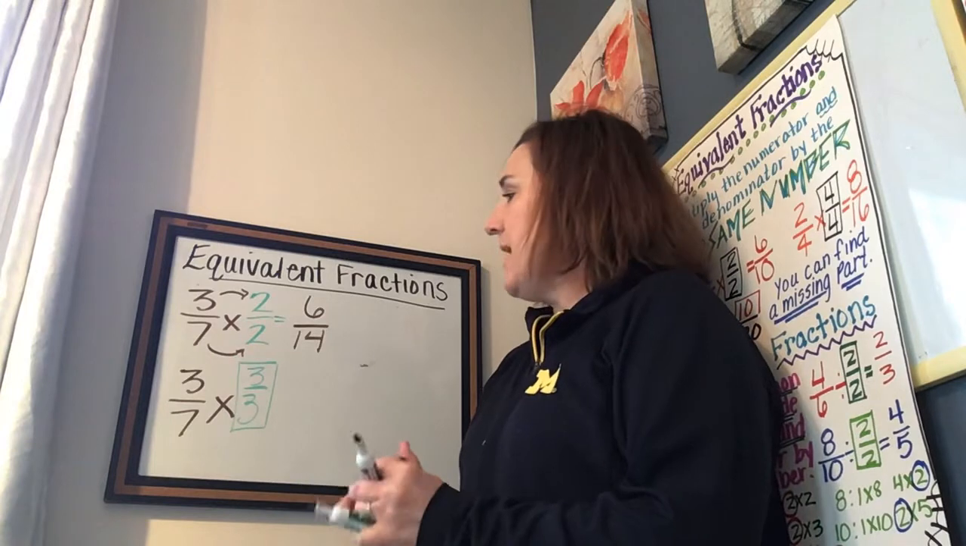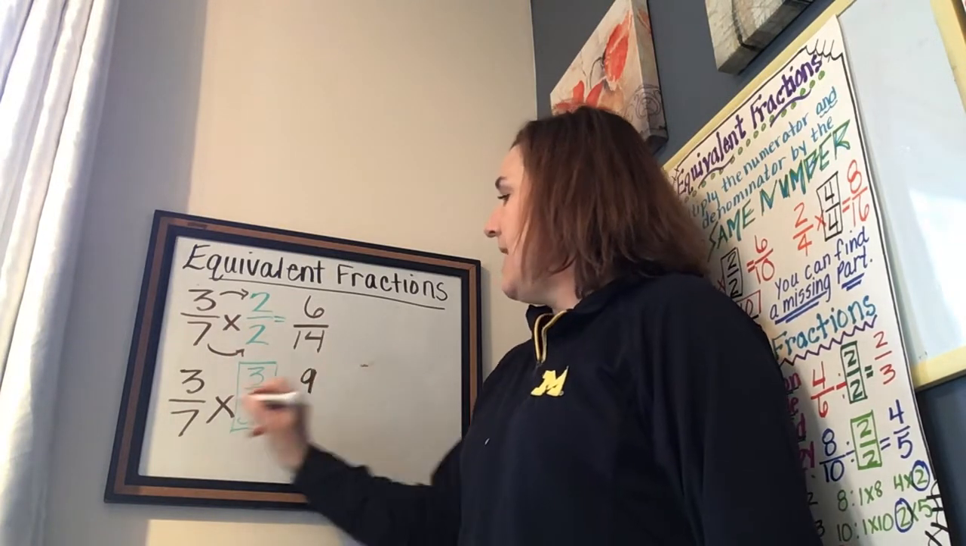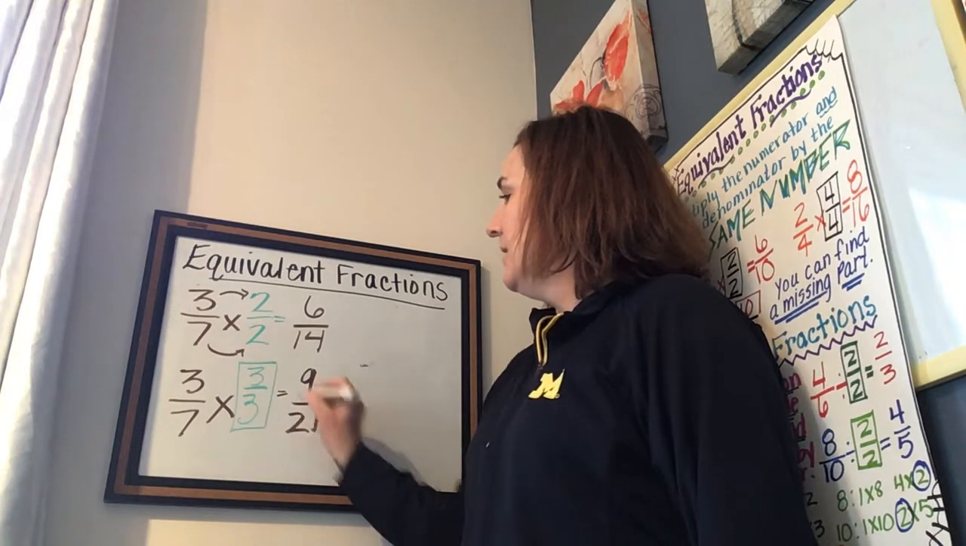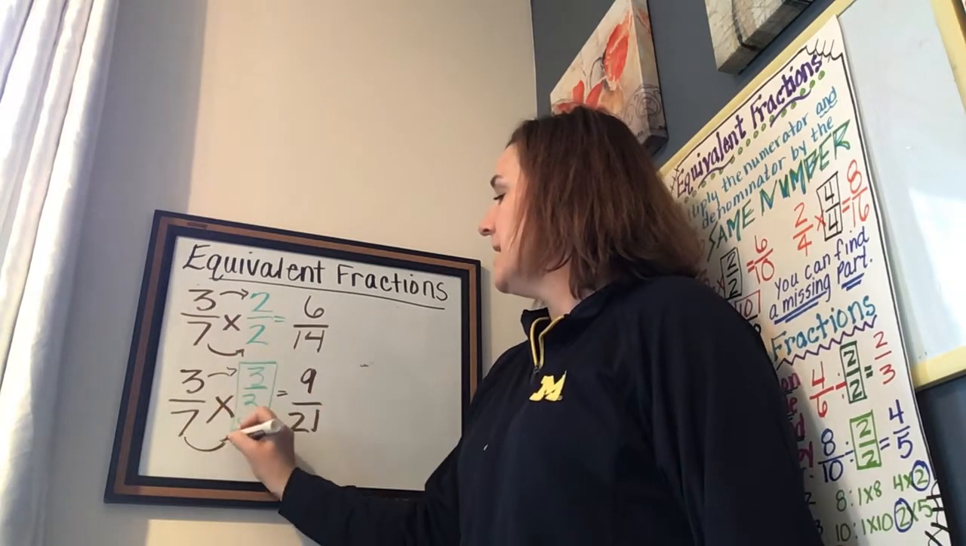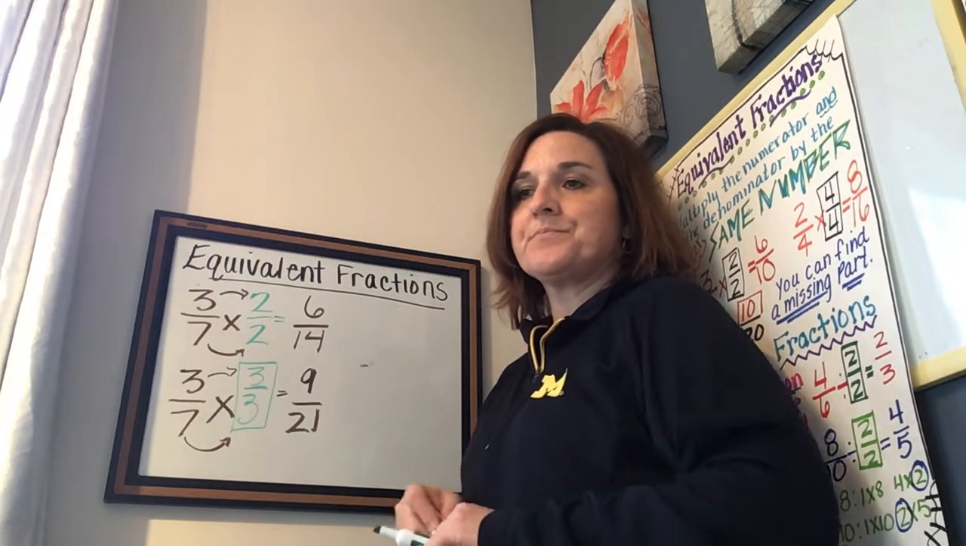And in this case, we have 3 times 3 equals 9. And 7 times 3 is 21. Again, we're multiplying straight across. Therefore, 3/7 is equal to 9/21.